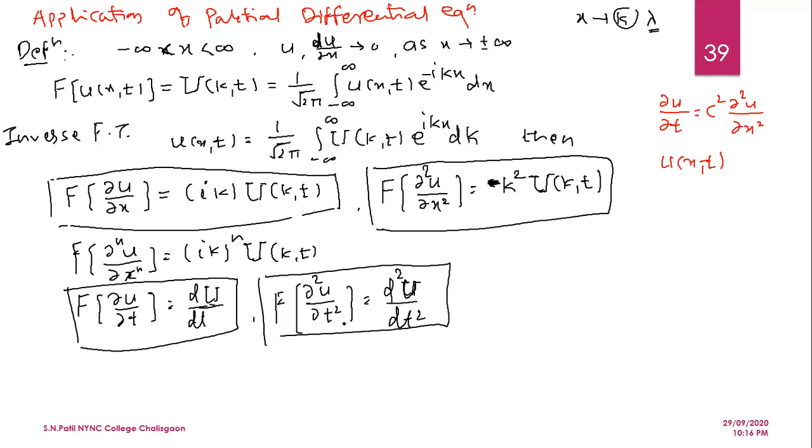In the problem, when x is defined on the interval minus infinity to plus infinity and the condition is given that u and ∂u/∂x are 0 as x tends to plus or minus infinity, that time we use the Fourier transform. Let us take an example on the Fourier transform.